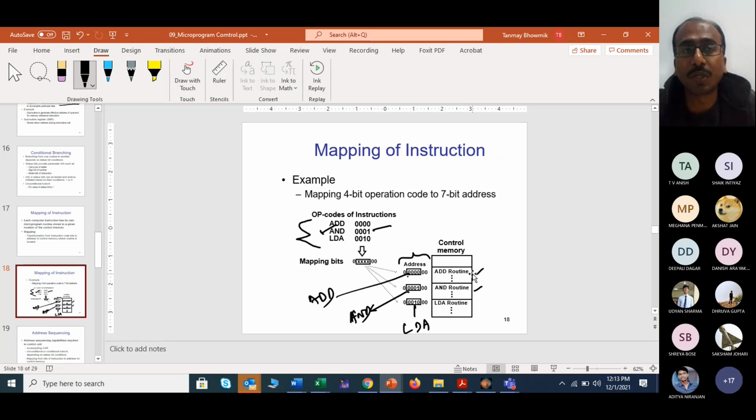So related some code numbers will represent the add operation, some numbers will represent the AND operation, some numbers will represent the load data from accumulator operation. So different numbers are associated with different codes. Now in one particular instruction, obviously it is associated with some address.